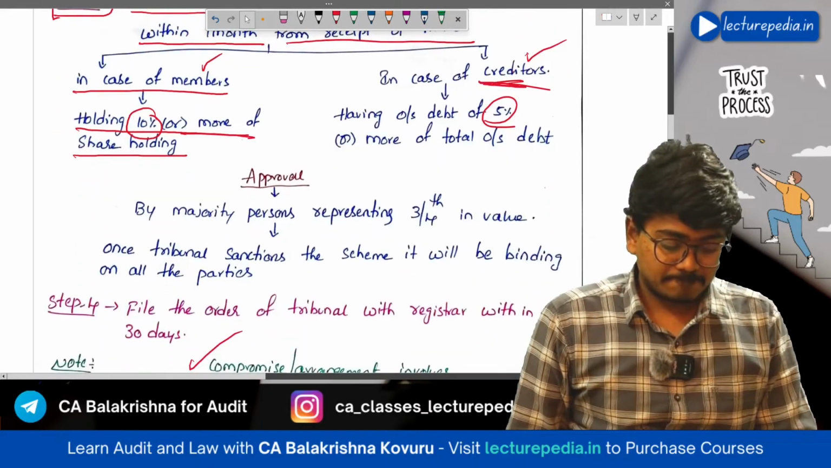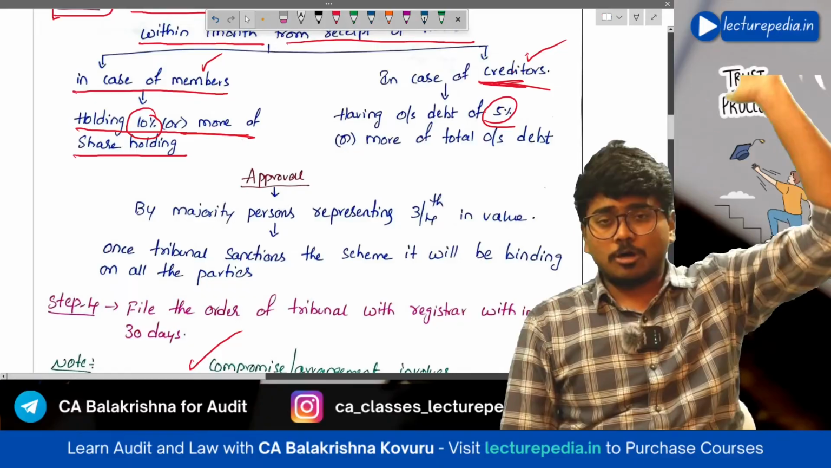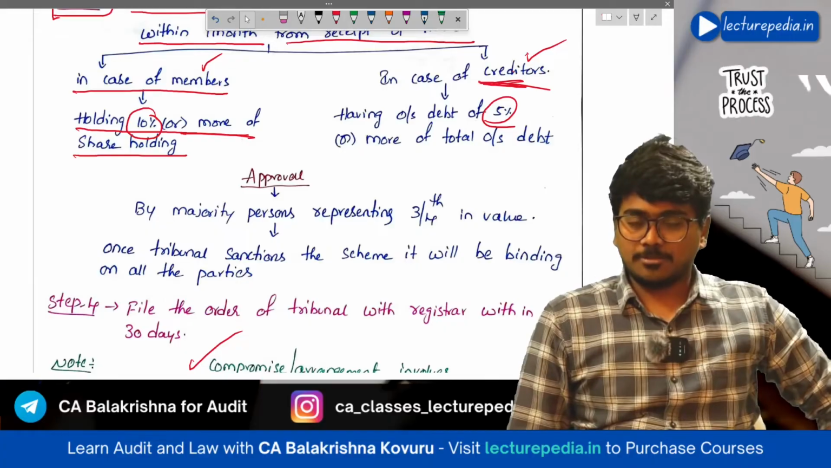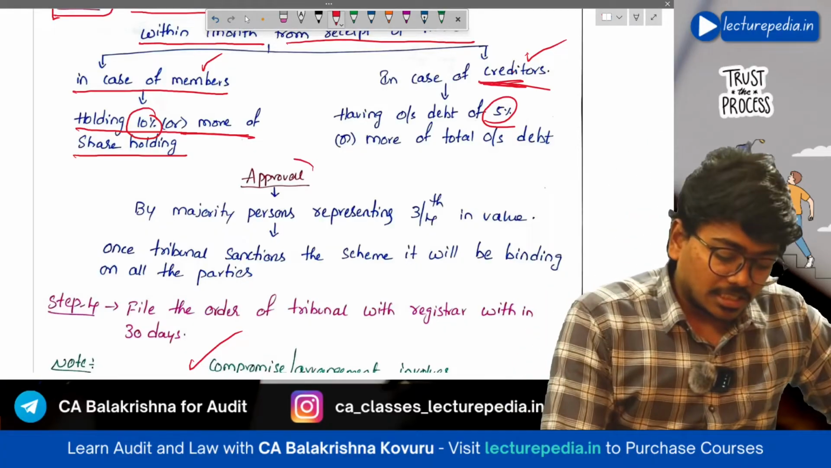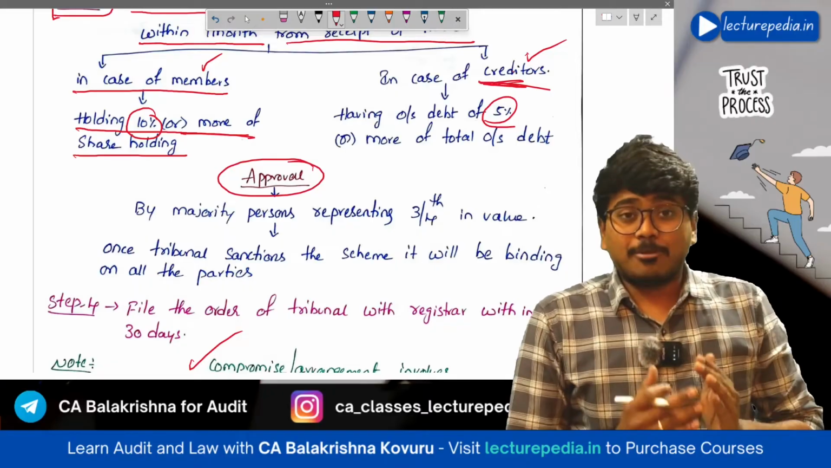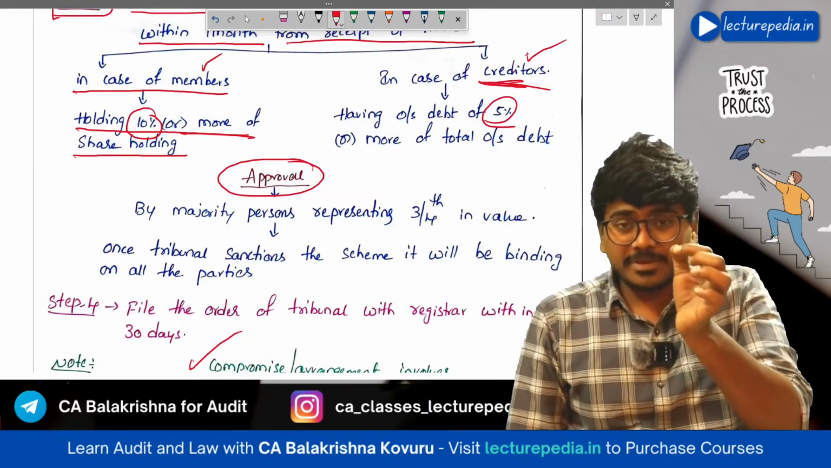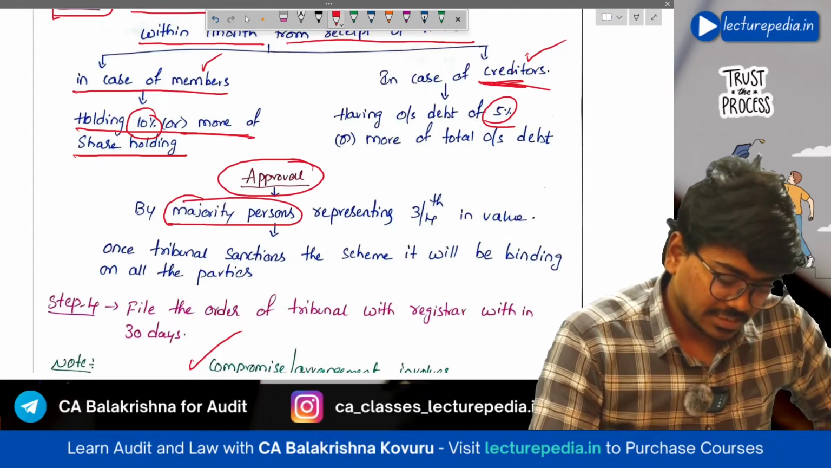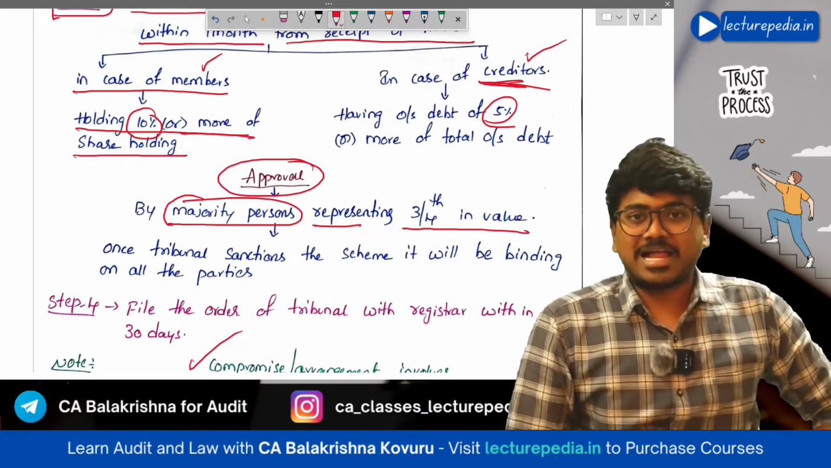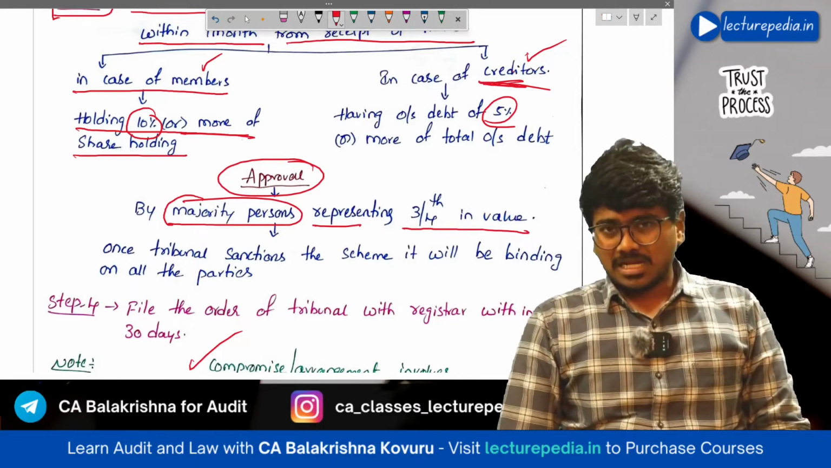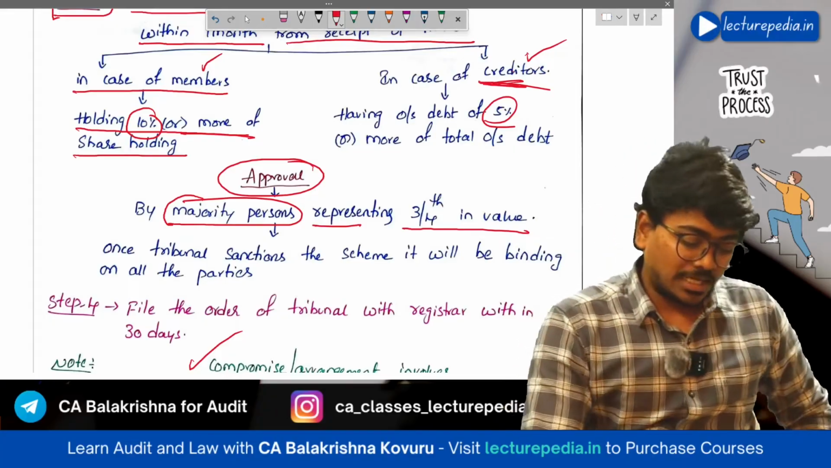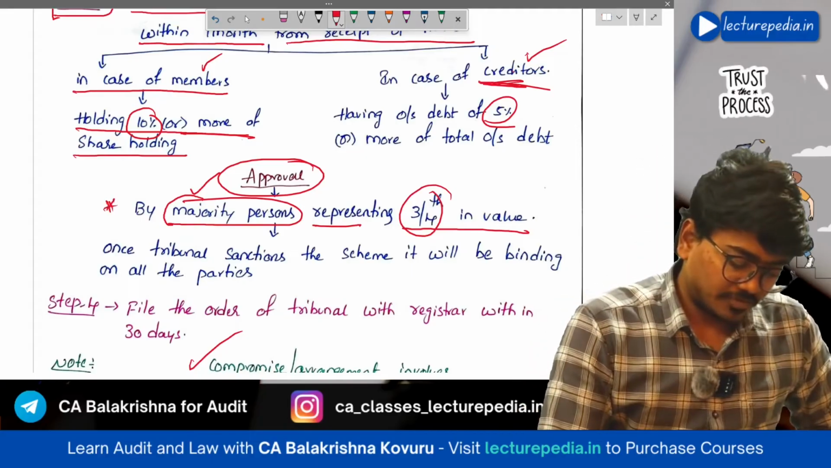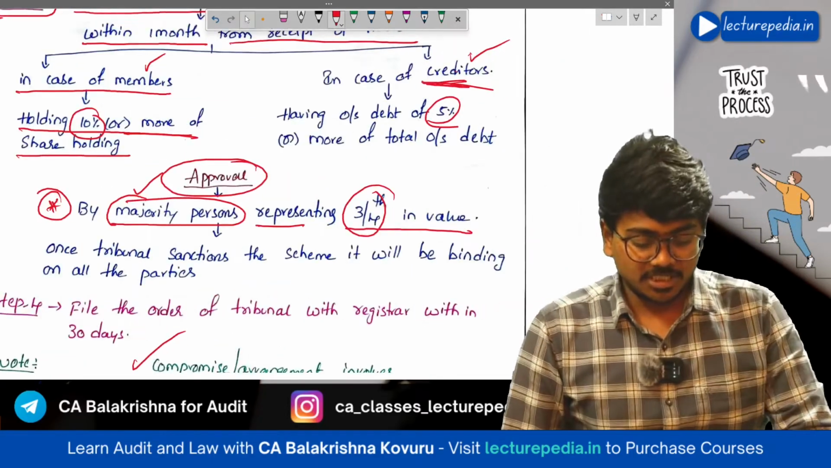Next, if no one is having objection with the terms of the compromise or arrangement, in such a situation it can be approved. So for approval, the compromise or arrangement has to be approved by a majority of persons representing 3/4 in value. If you see here, for approval there is a dual requirement. One is majority of persons and the other is 3/4 in value. It is very important for MCQ purposes. Let me tell you.